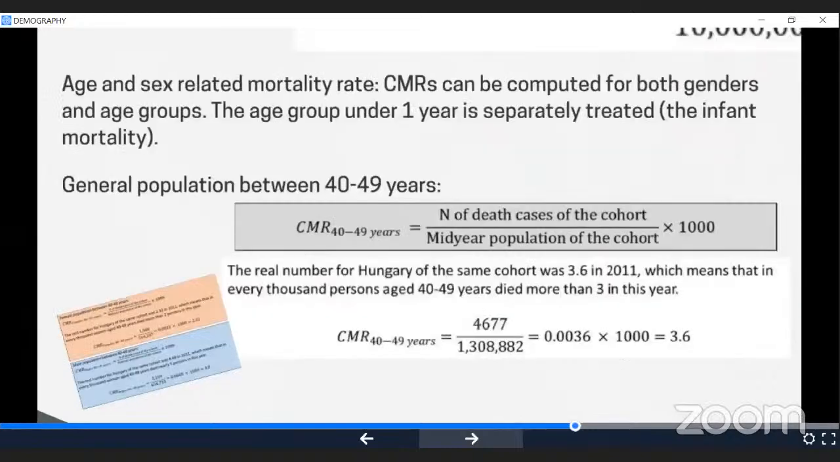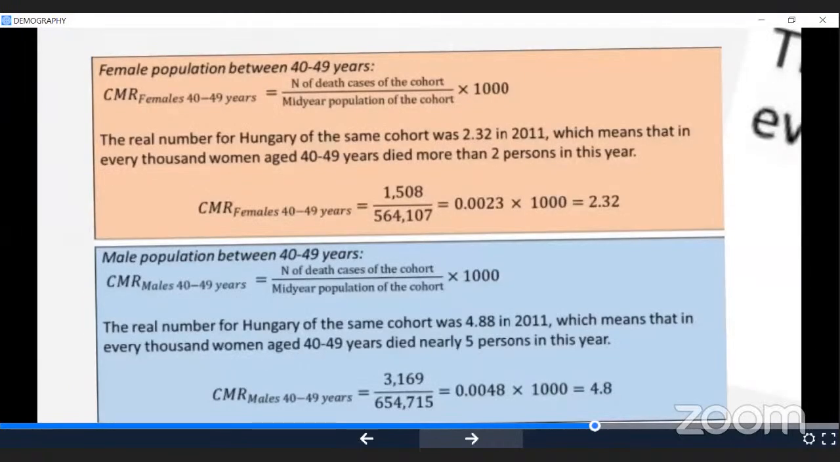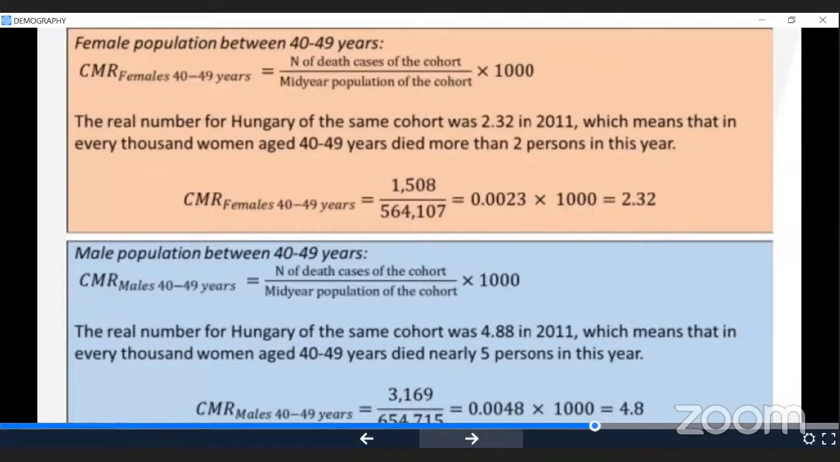For age-specific, you specify the age, and then over the mid-year population of the specific segment times 1,000. Sex-specific, you also get the death cases of that cohort, the mid-year population of that cohort, and then multiply by 1,000.